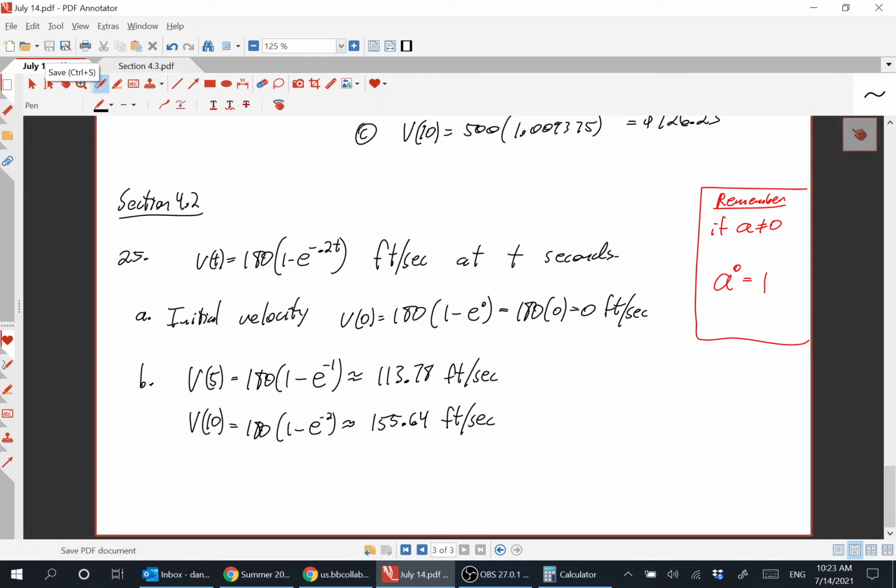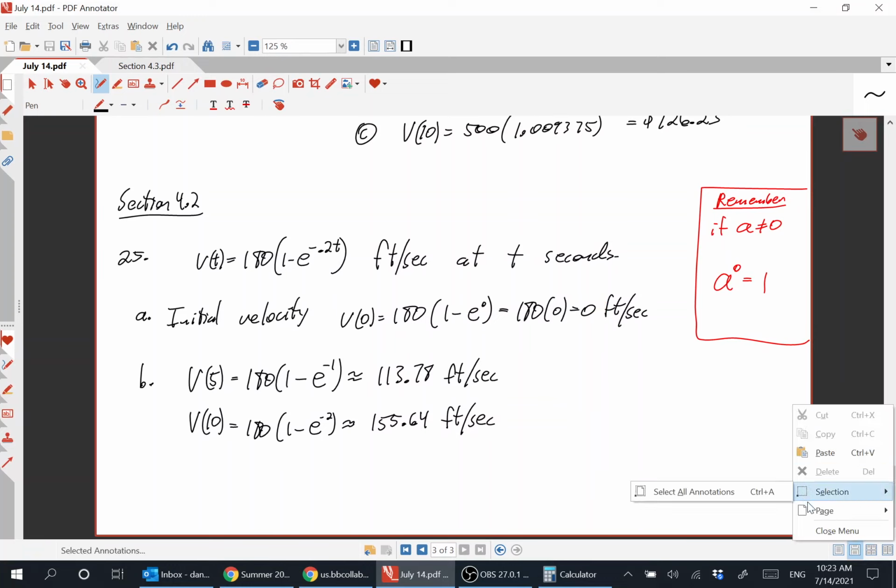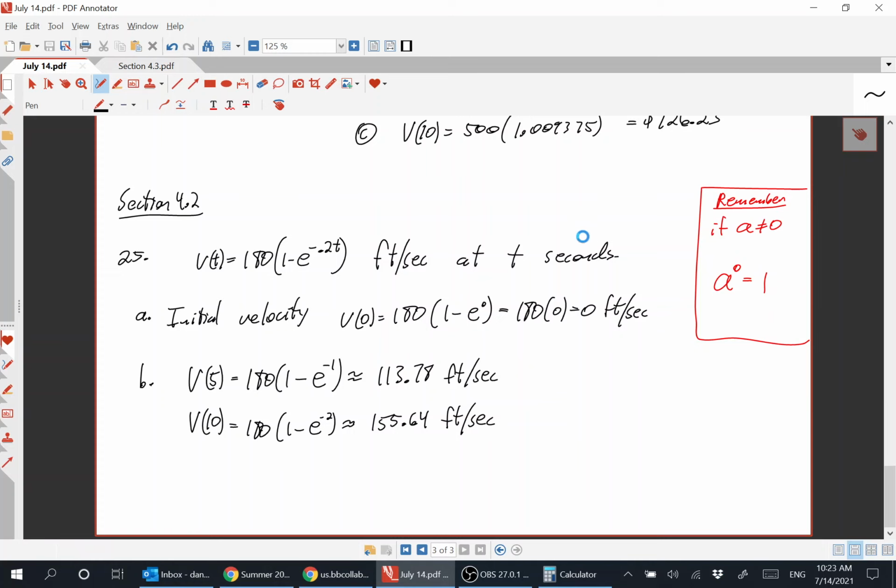Draw a graph of the velocity function. With these logistic functions, they look like this.